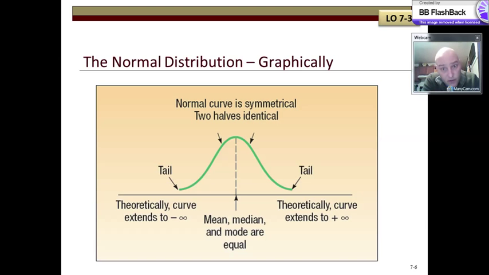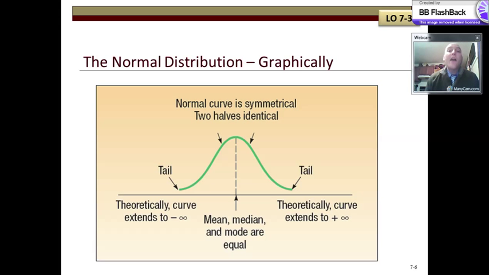The normal distribution itself looks like this. It's the bell-shaped curve. We've been discussing this now for a couple of chapters. The normal curve is symmetrical with two identical halves on each side. Theoretically, it extends out to infinity. Those tails are asymptotic. They never actually touch the x-axis, but they get very, very close.